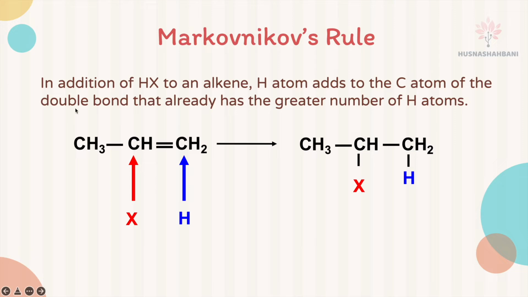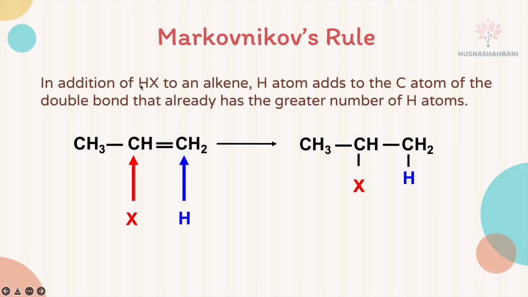Markovnikov's rule. In the addition of HX to an alkene, the hydrogen atom adds to the carbon atom of the double bond that already has the greater number of hydrogen atoms. That is Markovnikov's rule. So if you look here, between these two carbons of the carbon-carbon double bond, the carbon on the right has more hydrogens attached to it, 2 hydrogens. The carbon on the left has only 1 hydrogen attached.